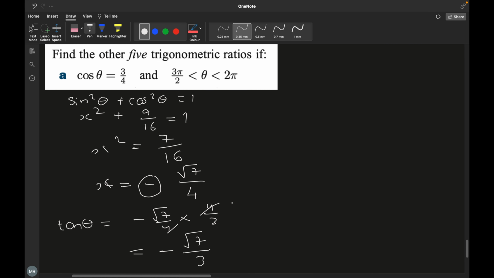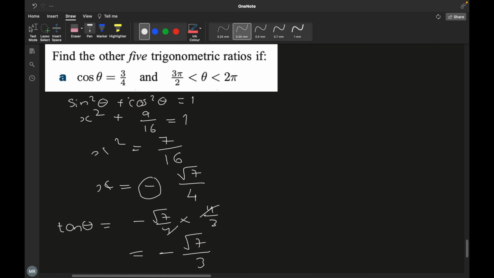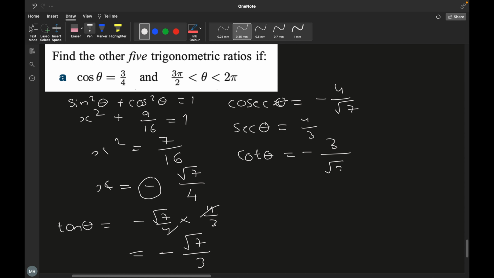This was pretty simple. And now it's just taking the reciprocal of the things that we have already found. So cosecant theta, the reciprocal of sine theta, would be negative 4 by root 7. Secant theta would be the reciprocal of cos theta, which is 4 by 3. And then cot theta would be the reciprocal of tan theta, which would be negative 3 by root 7. So these are the answers.